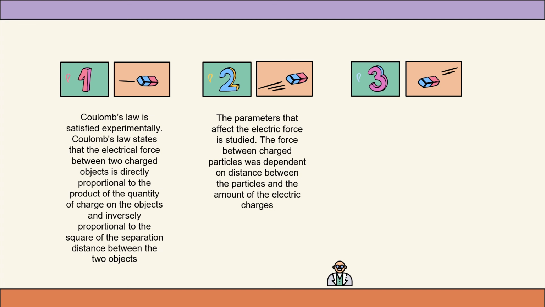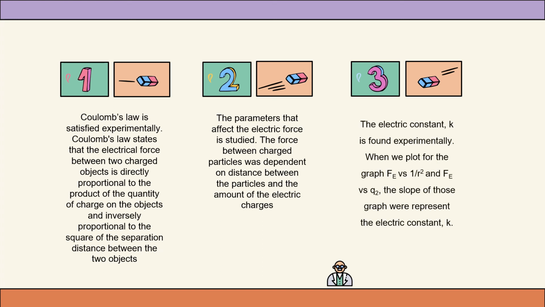Second, the parameters that affect the electric force are studied. The force between charged particles is dependent on the distance between the particles and the amount of electric charge. Lastly, the electric constant K is found experimentally. When we plot the graph F versus 1 over r squared and F versus Q2, the slope of the graph will represent the electric constant K.